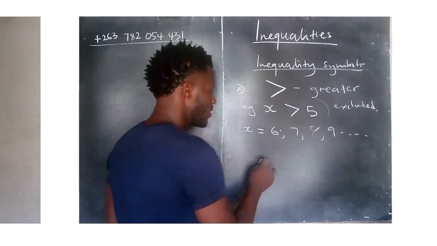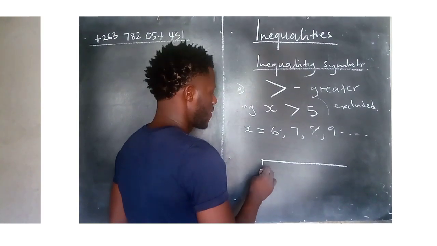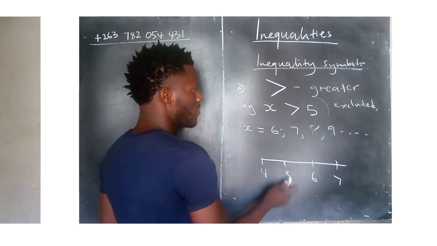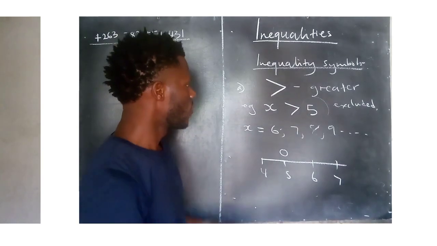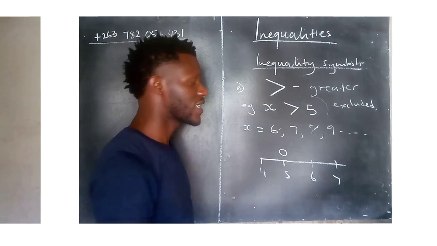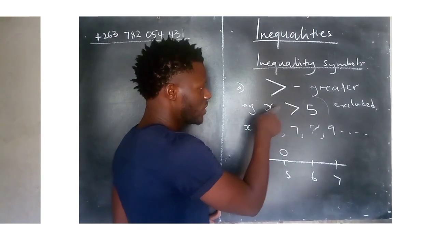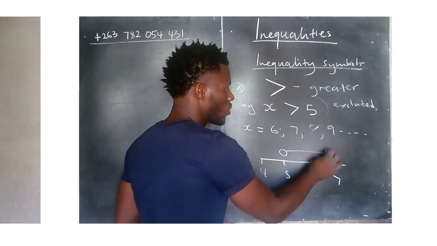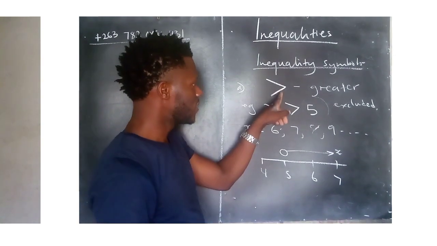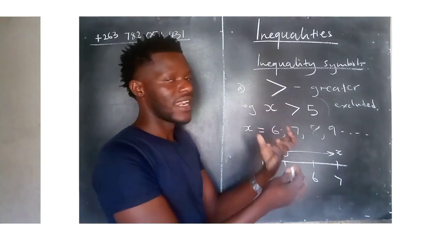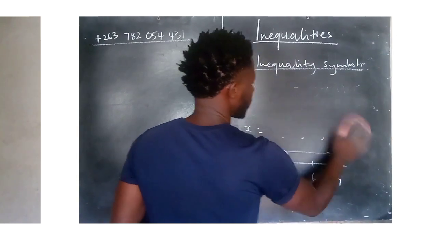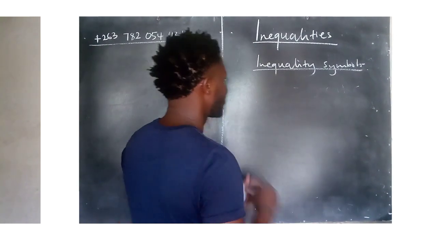On a number line, we could do this: 4, 5, 6, 7. We go to the number 5 using a small circle. When the number is excluded, you leave the circle unshaded. Then you use an arrow to point where the x values are. X is a number which is greater than 5. So here we go. These are x values which are greater than 5. So this symbol shows x is a number which is more than 5. 5 must not be included. Let's see the other one.